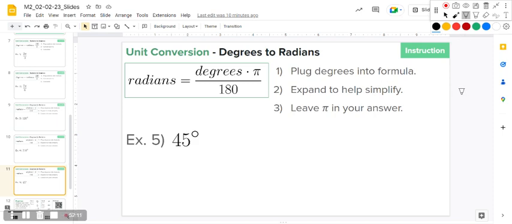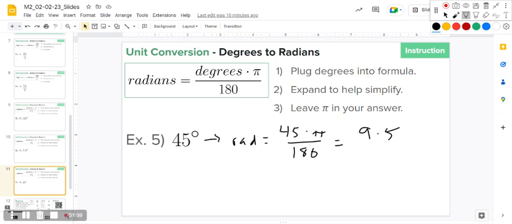All right, let's do one more problem. This one is just a little trickier because we don't have a 0 at the end of our degrees, so our breakdown has to be a little different. We have 45 degrees here. We're going to rewrite our formula. So radians, RAD, equals the degrees, which was 45, times pi over 180. So if we expand this out, let's think up top. We have 9 times 5 gives us 45.